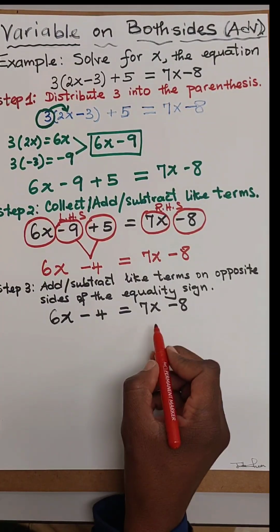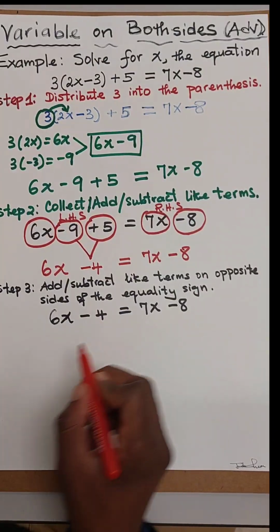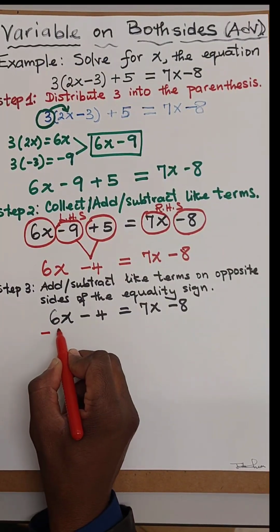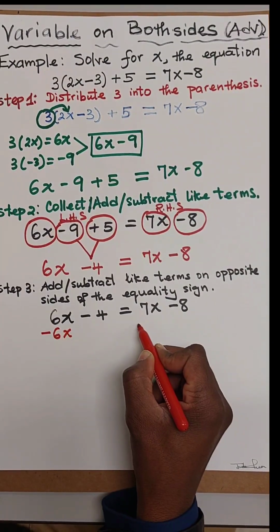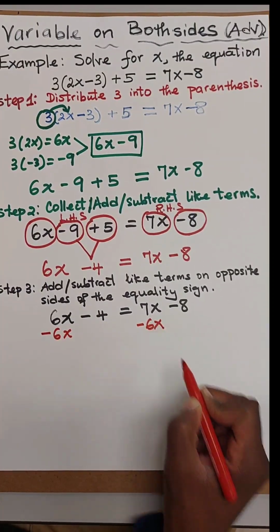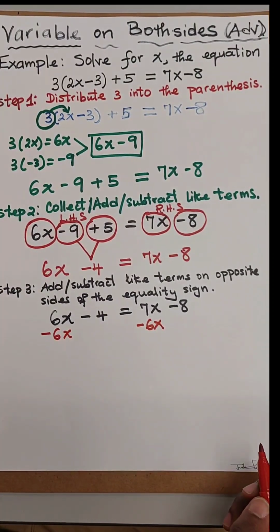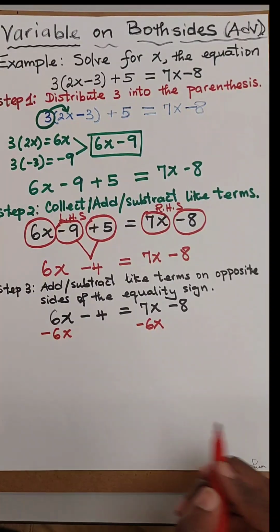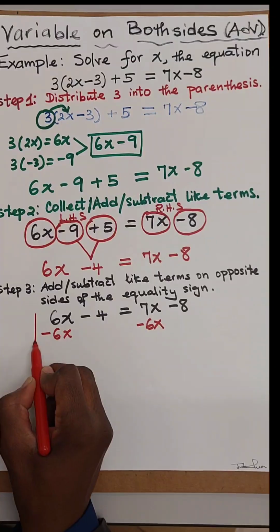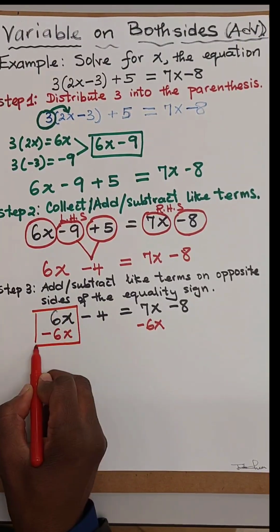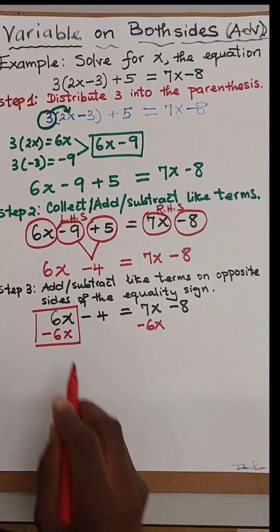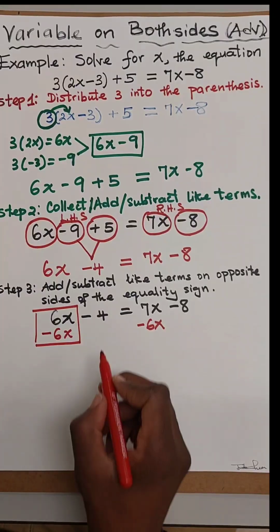Watch how we now collect the like terms by adding or subtracting. So we will start by collecting the terms that have the variable. So we will subtract 6x on this side and subtract the same thing on the right-hand side. Again, we're subtracting the smaller value for x so that we can end up with a positive coefficient of x. So the reason why we subtract pays off immediately. 6x minus 6x is 0. So we're not worried about x on the left-hand side anymore.